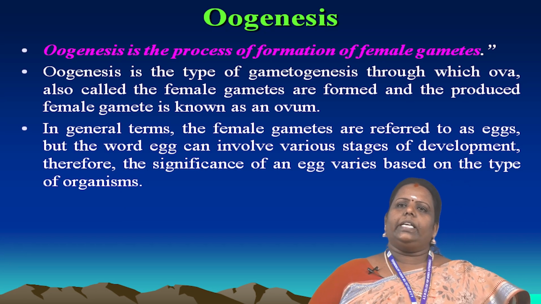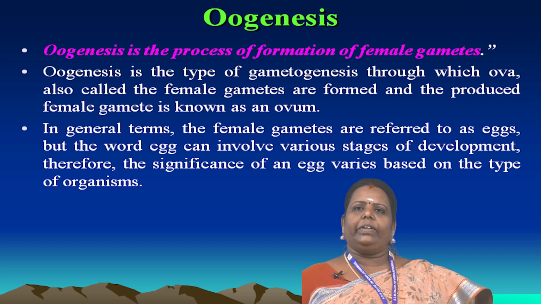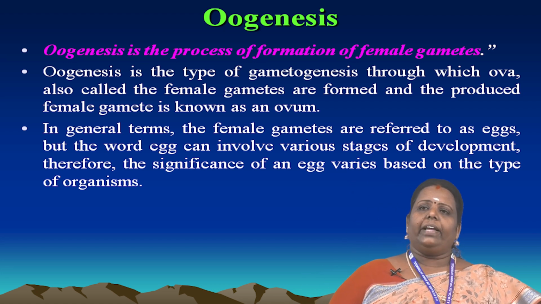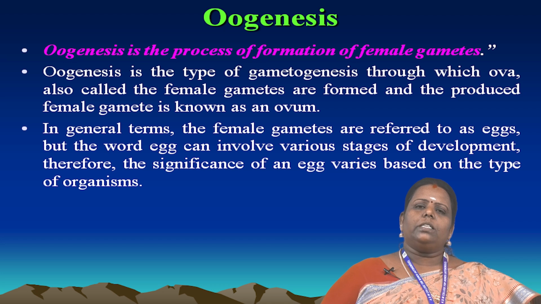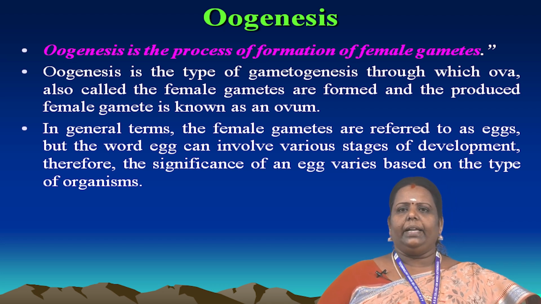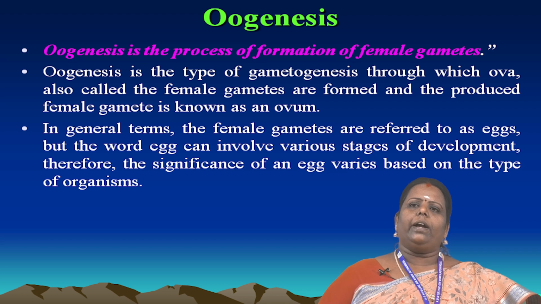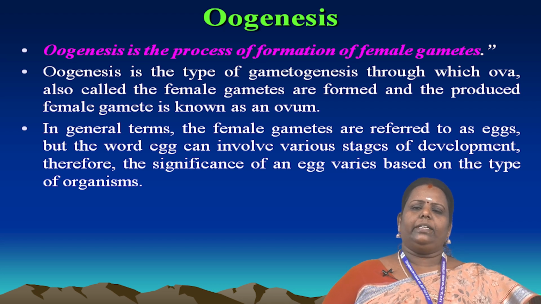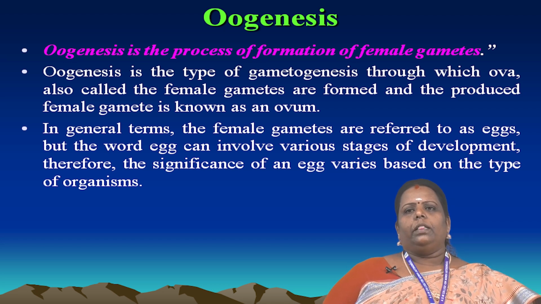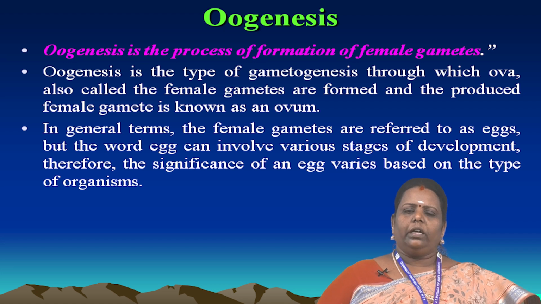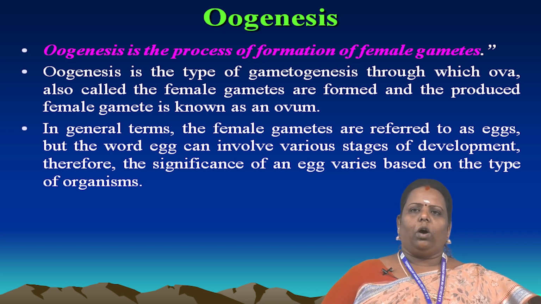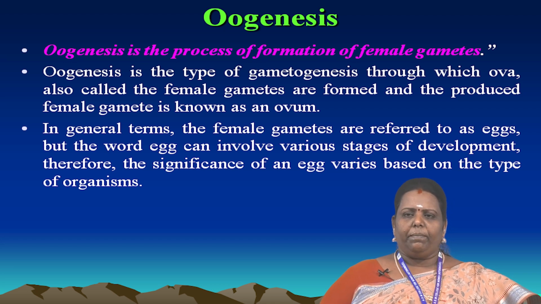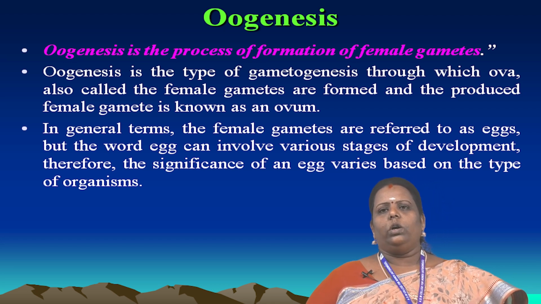Oogenesis is the process of formation of the female gamete, a type of gametogenesis, which produces the ova. The ova is otherwise called the egg. It is also called the female gamete. The female gamete that is formed and produced is known as the ovum. The ovum is otherwise called the egg, and it comes from the ovary. It is a female gamete, and all of these are called ovum.